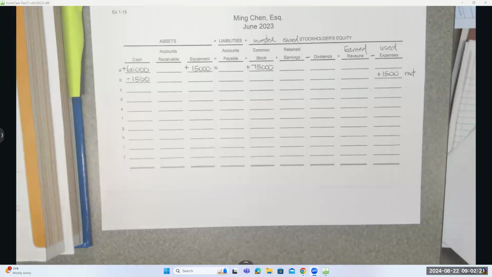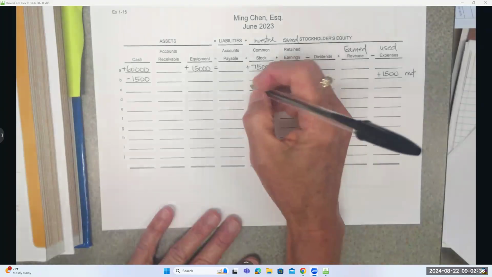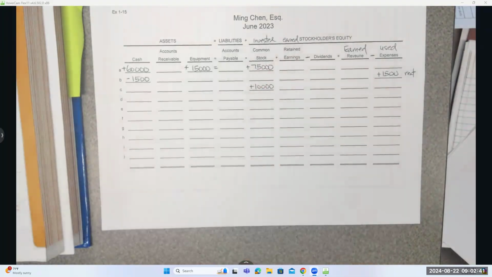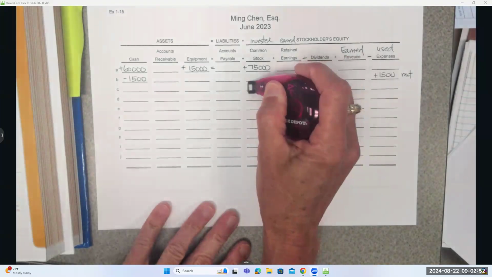The company purchased 10,000 of the additional equipment on credit, and the amount is due within 30 days. What accounts are affected? Well, if we bought 10,000 of equipment, we have plus 10,000 of equipment.